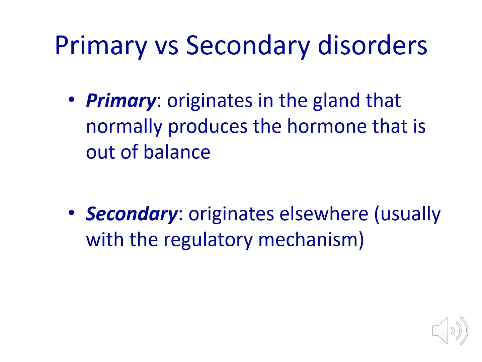The last concept I want to cover in this PowerPoint is primary versus secondary endocrine disorders. Now, a primary endocrine disorder is caused by a problem with the gland that normally produces the hormone that's out of balance, whereas a secondary endocrine disorder is not caused by a problem with the gland that actually produces the hormone that's out of balance, but the problem is coming from somewhere else. Usually, it's a problem with whatever mechanism is regulating how much hormone that endocrine gland is producing. Let me give you an example.